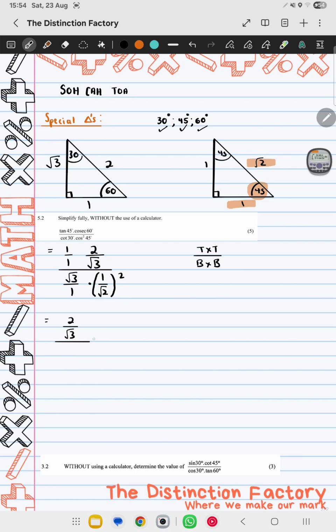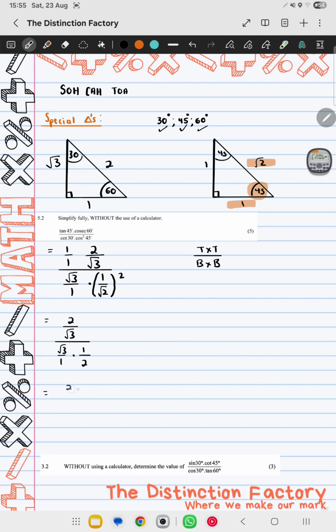Let's first get rid of the square. So this fraction stays exactly as it is, root of 3 over 1. And this gets squared. So we'll square the 1, which is just 1. And the square of root 2 will just be 2. Then we can simplify this.